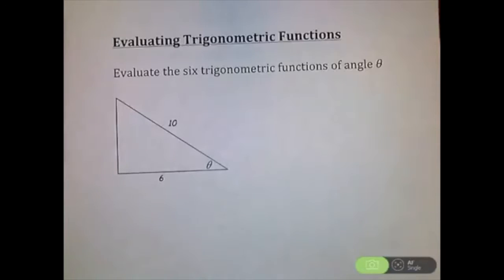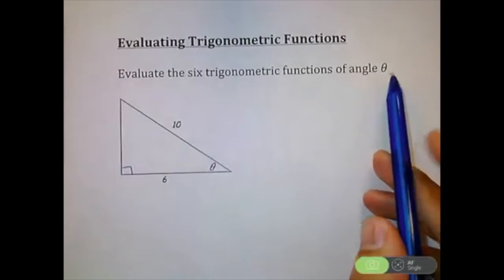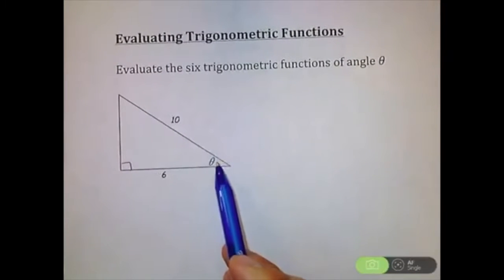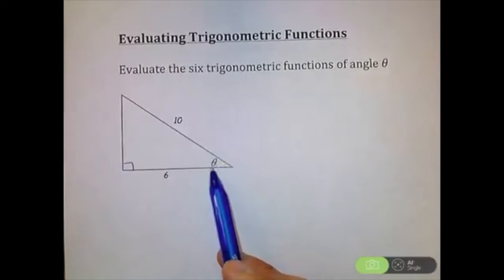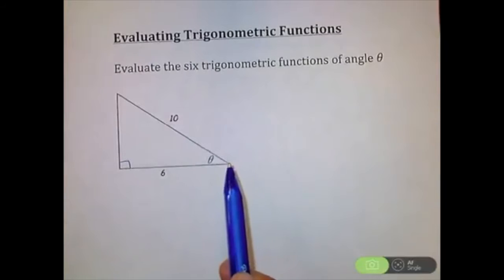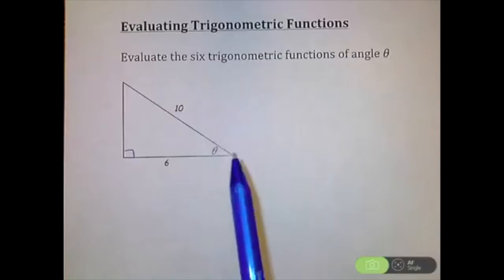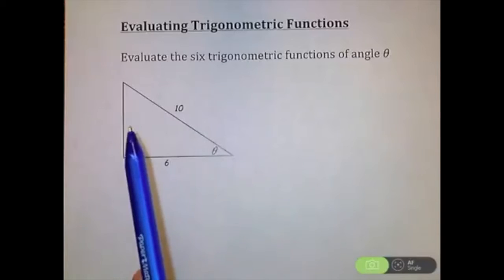What's up, guys? We're going to evaluate the 6 trigonometric functions. So, I have myself a triangle here. It is a right triangle. And we're going to evaluate the 6 trigonometric functions of the angle theta. So, we have theta here. This is our reference angle. We have one side of the triangle and we have the hypotenuse. So, in order to do the 6 trigonometric functions, we're going to need to know all 3 sides.